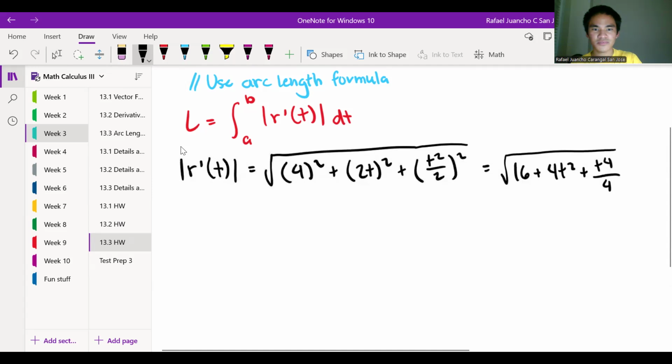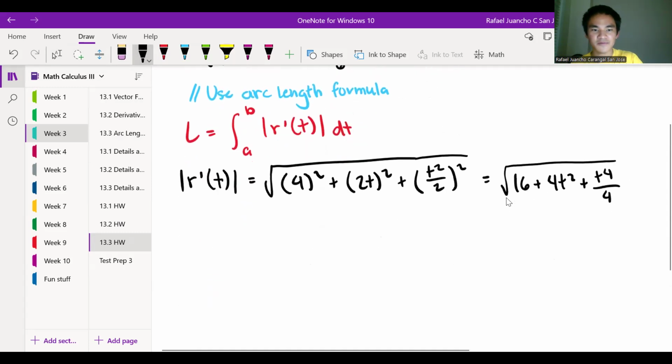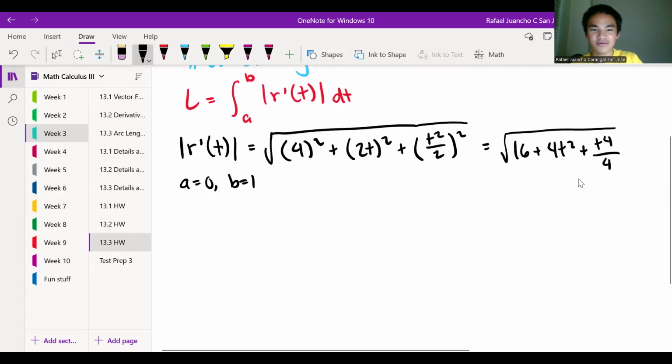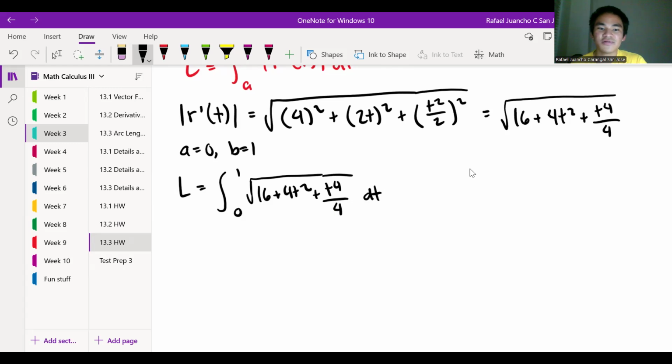Find a and b. Actually, we know what a and b are. a and b are 0 to 1. So a is equal to 0, b is equal to 1. Cool. Now we solve for it. So the length is the integral from 0 to 1 of this thing, dt. Now, how do I solve this integral?